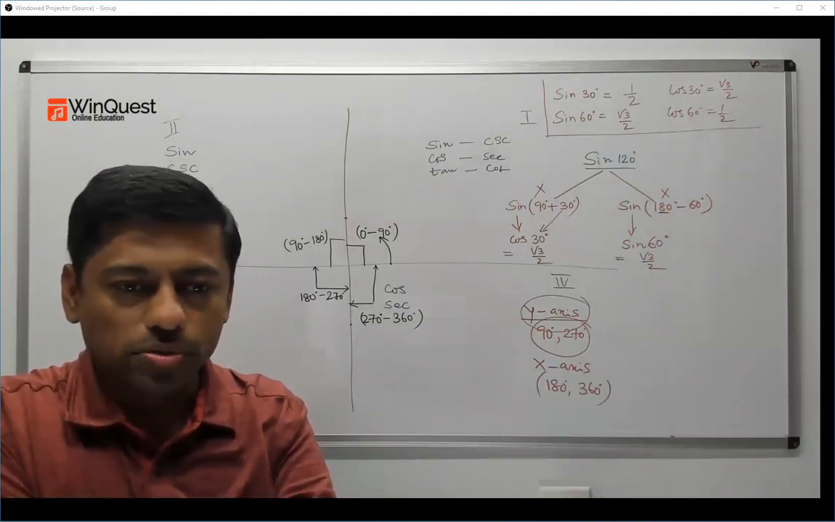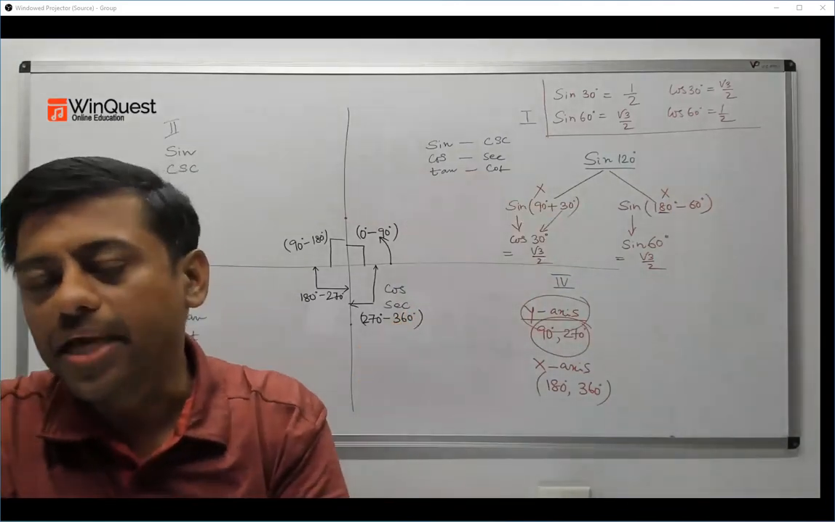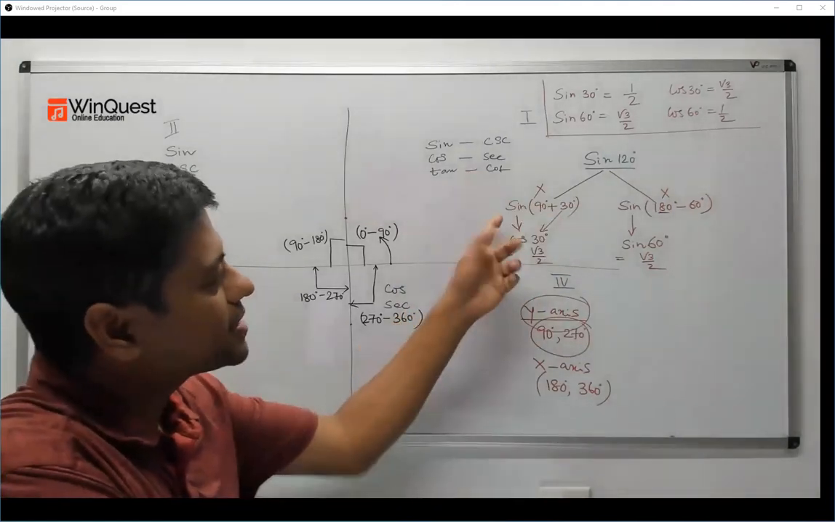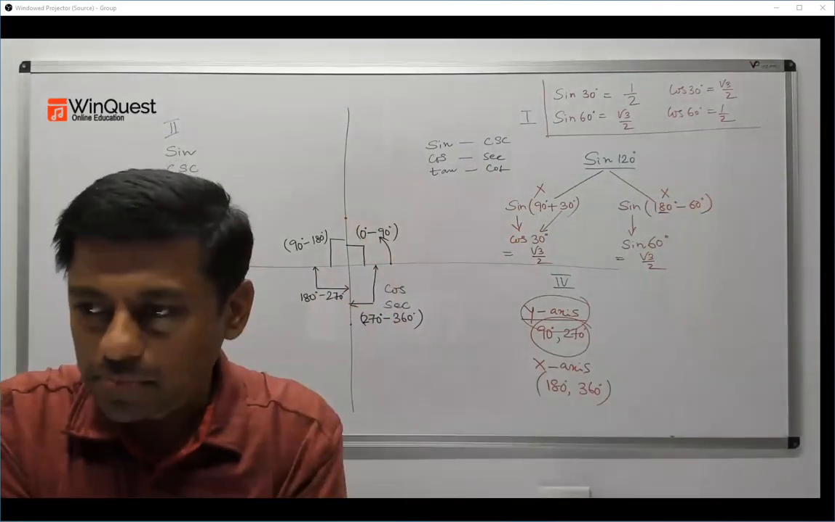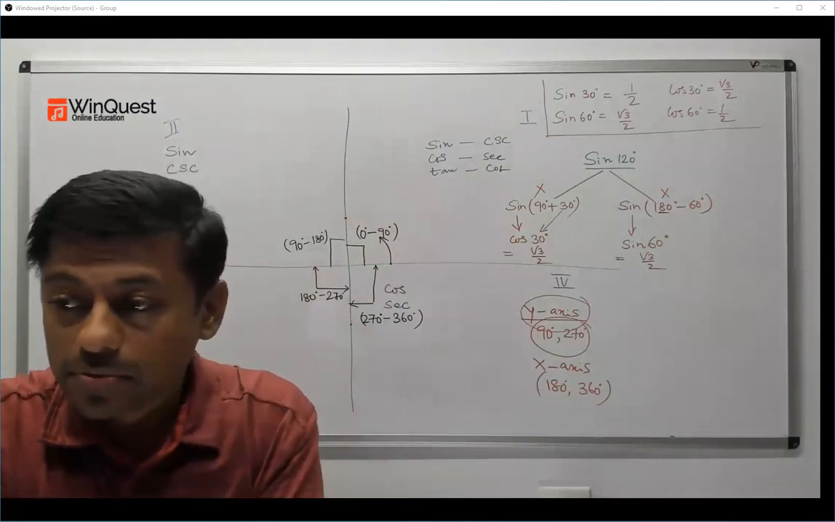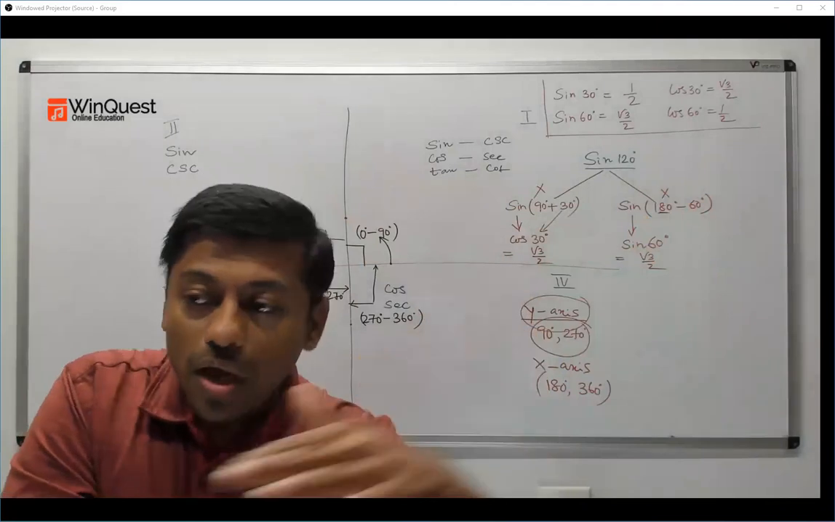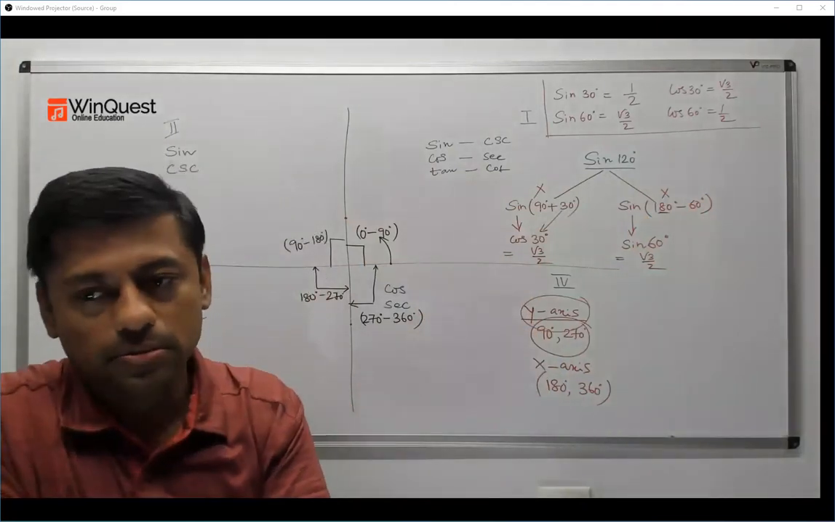In quadrant rules, people try to avoid traveling through y-axis angles, because then you have to remember what sine becomes, what cos becomes, what tan becomes, what cot becomes, what sec becomes. That is another rule altogether. We always try to travel through the x-axis angles.